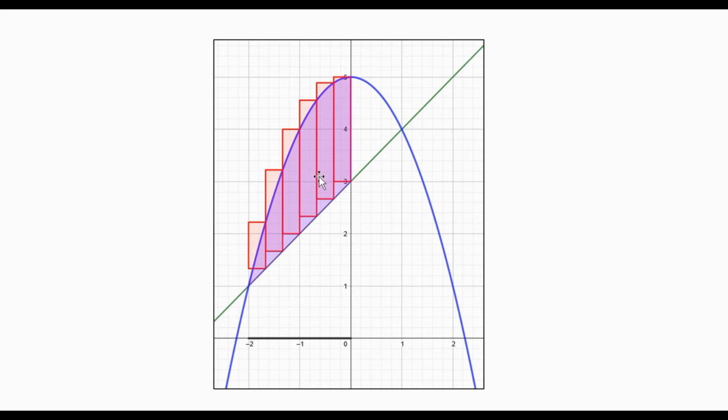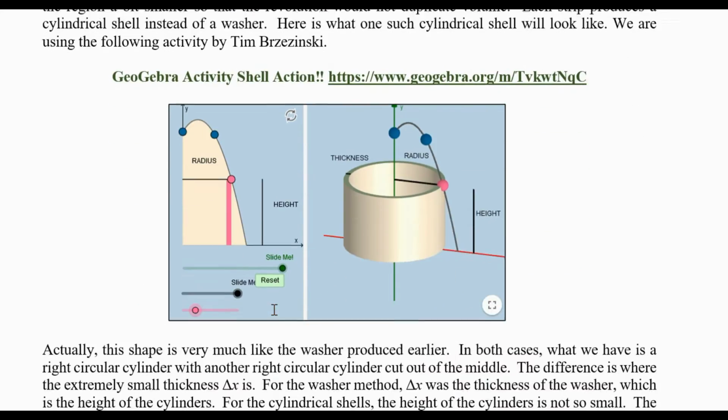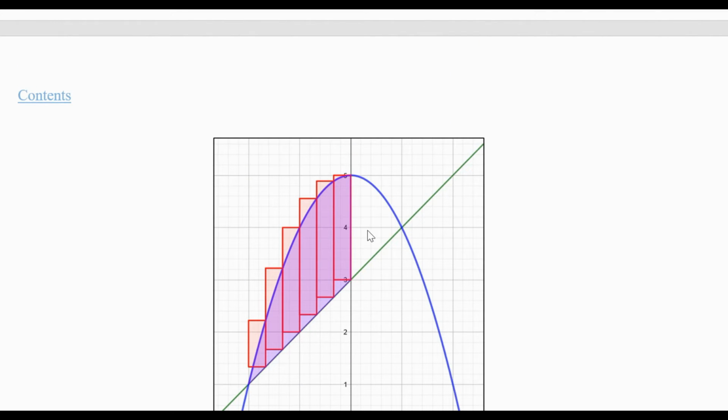If we were going around the x-axis, we would have nice little cylindrical discs. If we go this way, we're going to have cylindrical shells going around here. So let's see what we mean by that. Instead of revolving around the x-axis, we're going to revolve around the y-axis. And I made the region a bit smaller because some of this region and this region would duplicate each other when revolving. I didn't want to mess with that.